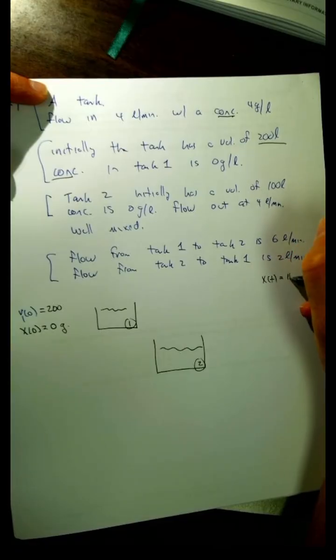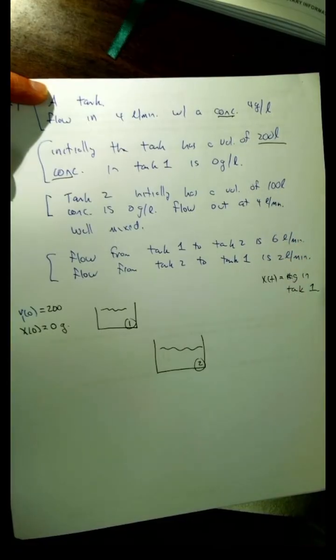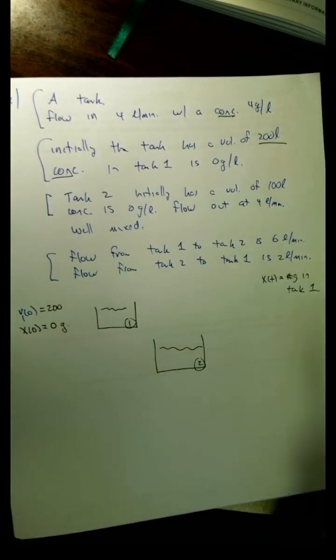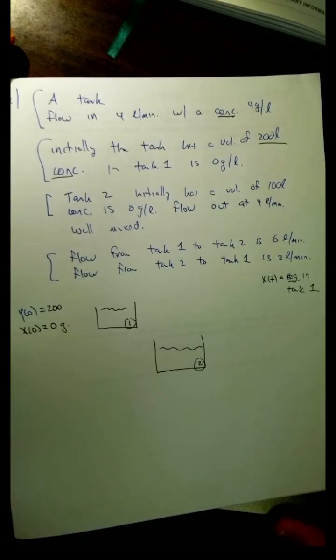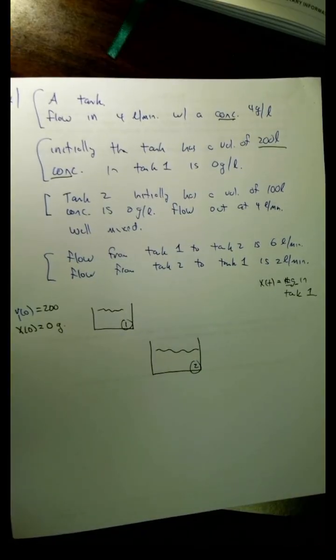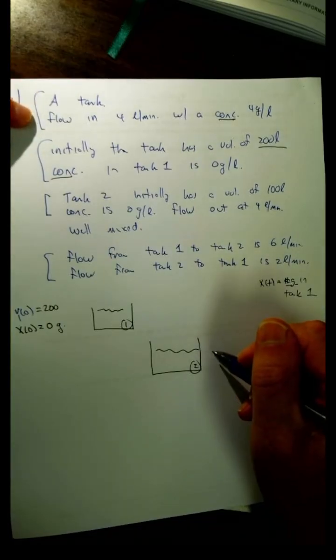So x is going to be the number of grams of whatever chemical I have in tank 1. The key thing here is this is the amount of stuff in grams, so it's mass and not concentration. Now, what's going on with tank 2.